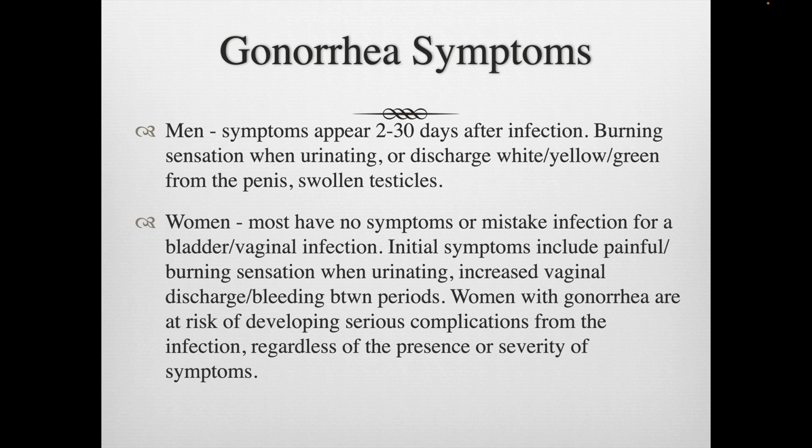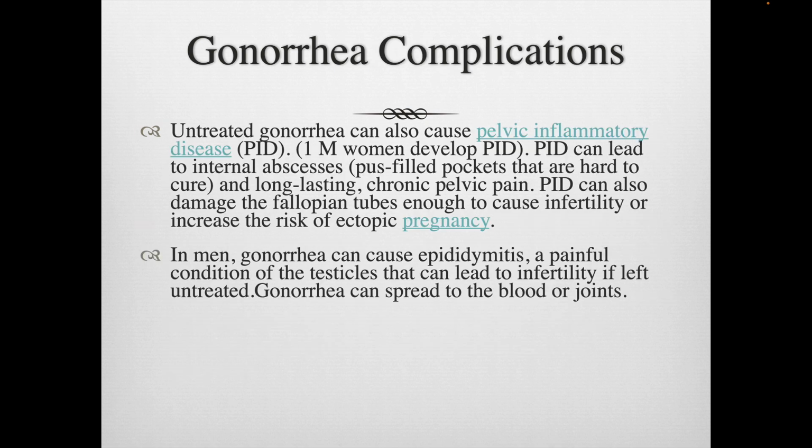Women with gonorrhea are at risk of developing serious complications from the infection, regardless of the presence or severity of the symptoms. Untreated gonorrhea can cause, again, PID. It's estimated, and these are again old stats, that 1 million women will develop PID, which can lead to internal abscesses, which are pus-filled pockets that are hard to cure and long-lasting. Chronic pelvic pain. PID can also damage fallopian tubes enough to cause infertility or increase the risk of ectopic pregnancy.